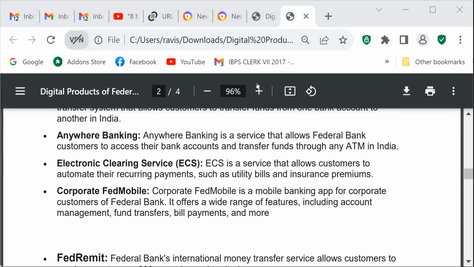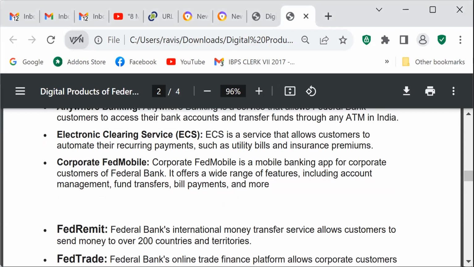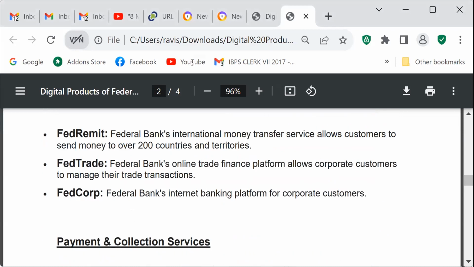Sir, one minute. Can you please read Corporate Fed Mobile again, as some new person is joining. Okay, sir. Corporate Fed Mobile is a mobile banking app for corporate customers of Federal Bank. It offers a wide range of features, including account management, fund transfers, bill payments, and more. Yeah, good. Next one, anybody else who wants to read, we will give a chance.